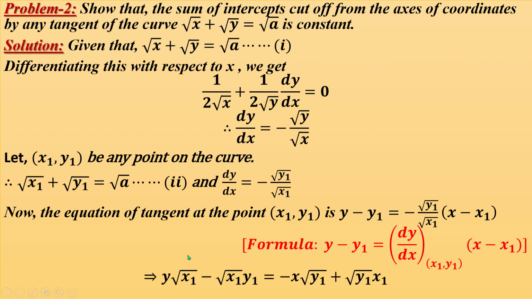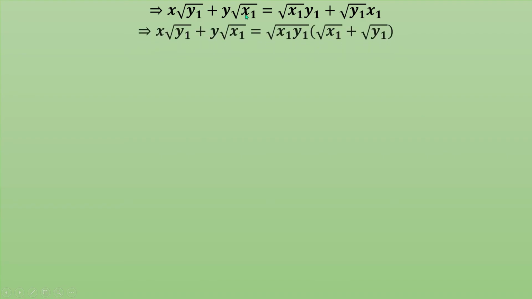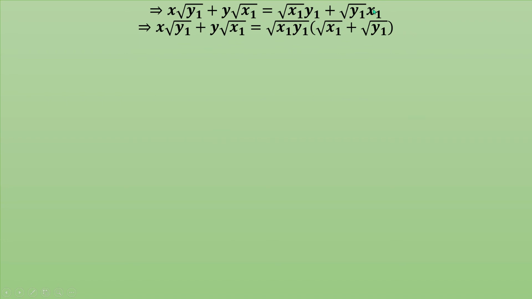Now calculate, we'll get y into square root of x1 minus square root of x into y1, and here will be minus x into square root of y1 plus, as here minus, so here will be plus square root of y1 into x1. Just calculation, and this equals, we can write here square root of x1 y1 plus square root of y1 into x1.